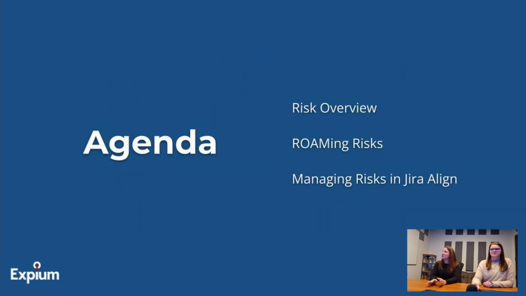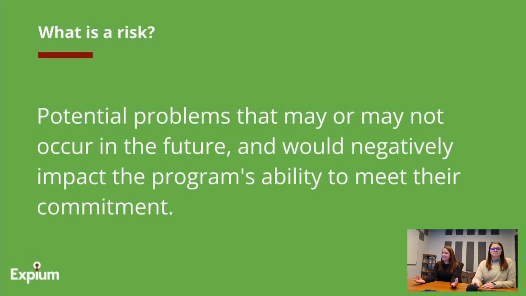Okay, we're gonna do just a basic overview of risks, to make sure we're all at the same level. We're gonna talk about ROAMing risks, which is the method that SAFe talks about, and also what's supported in Align. And we're of course gonna talk about how to manage those in Align. So, risks. When we talk about risks, we're talking about potential issues that may or may not occur in the future and would negatively impact the program's ability to meet their commitment.